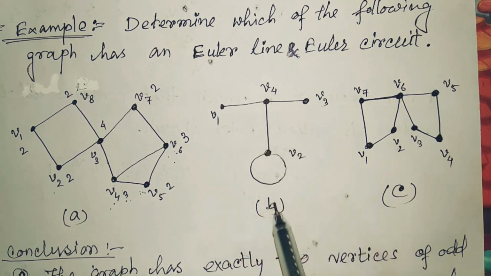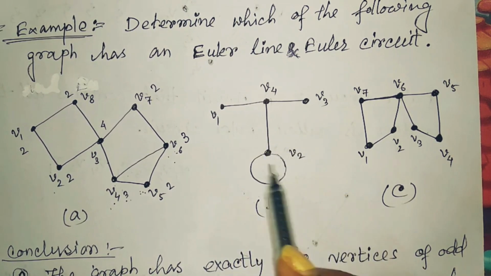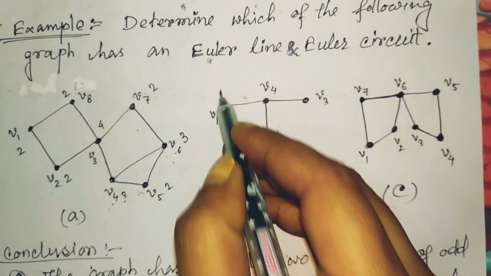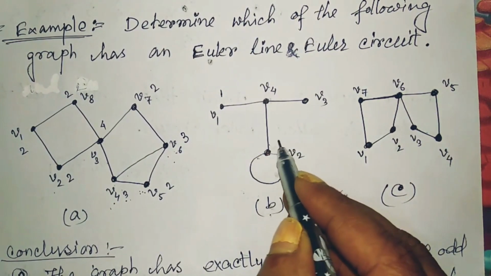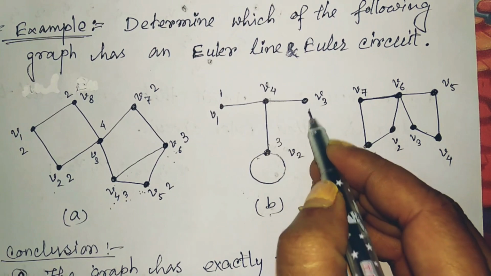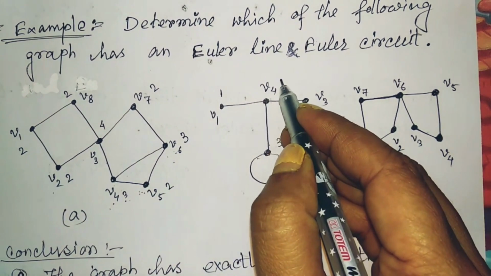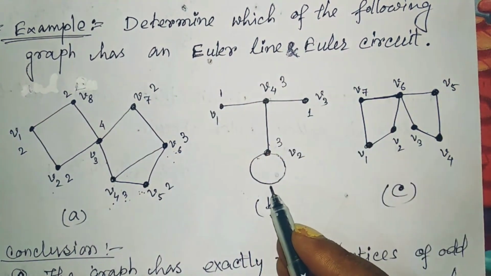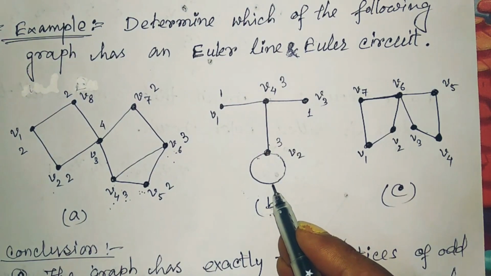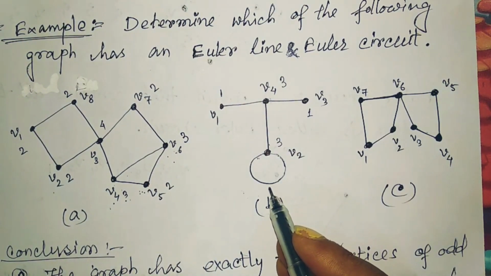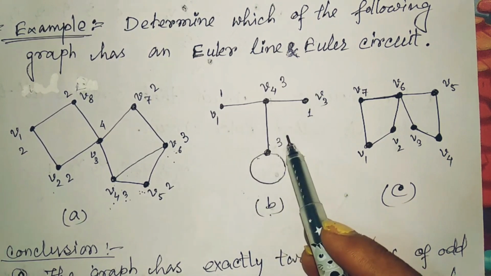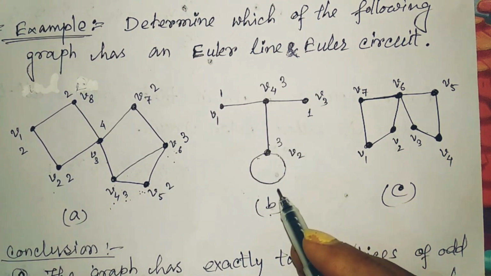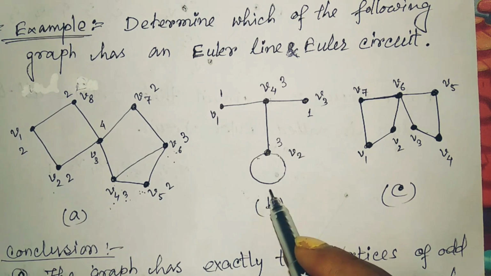If the graph is this one, here the degree for V1 is 1, for V2 it is 3, for V3 it is again 1 and for V4 it is 3. So all the vertices are odd degree vertices, so an Euler circuit is not possible to draw. Moreover, there are more than two vertices which are of odd degree. That's why an Euler line is not even possible to draw in this graph.